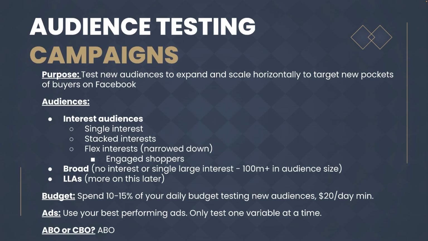For budget, I would recommend spending 10 to 15% of your daily budget testing new audiences, $20 per day minimum if you're on a budget. And if you're spending a lot, still 10 to 15% of your budget, which could come to hundreds or even thousands of dollars per day. For ads here, you would have to use your best performing ads. This way you only test one variable at a time. And if you ask about ABO or CBO, I would recommend ABO here.